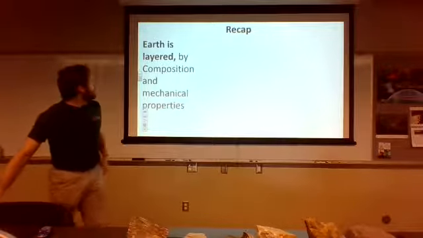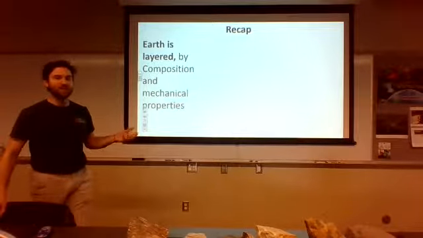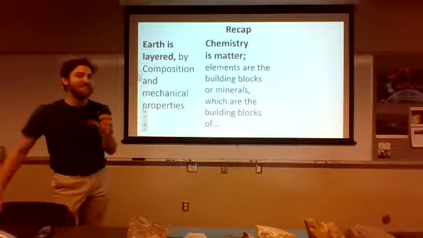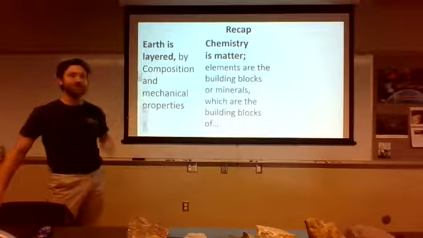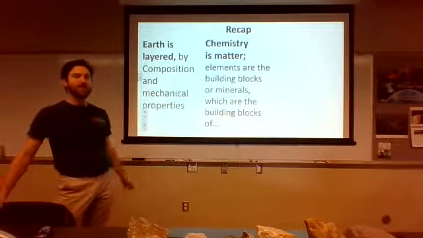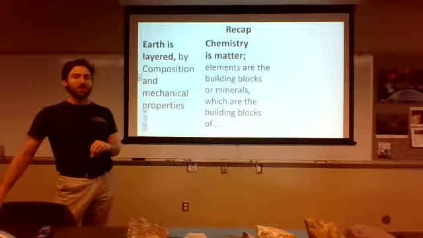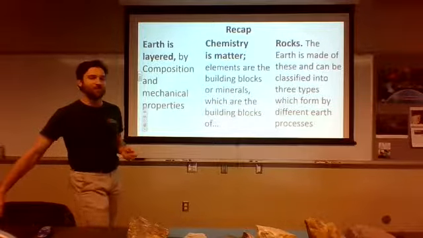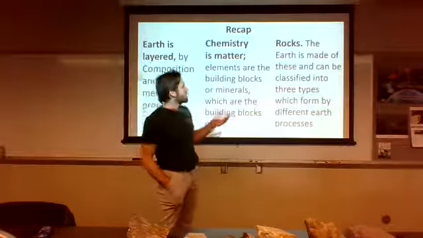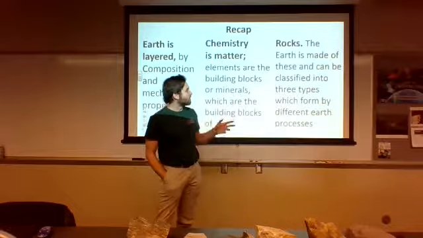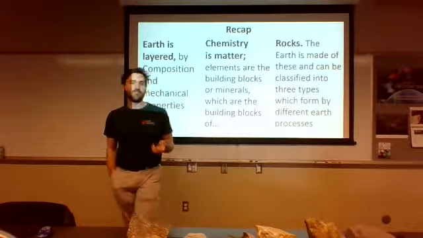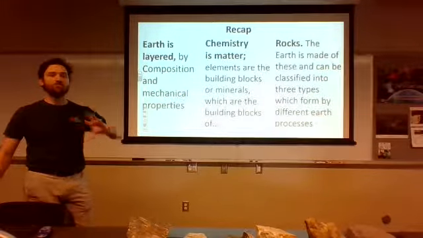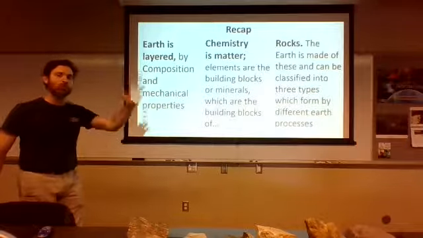Okay? The Earth is layered by composition and mechanical properties. Chemistry is really important. Chemistry is the matter that the Earth is made of. Elements are the building blocks of minerals, and minerals are the building blocks of rocks, and rocks are the building blocks of the Earth. Then these rocks can be classified into three different types: igneous, sedimentary, and metamorphic, that are created by different Earth processes, normal processes, right?